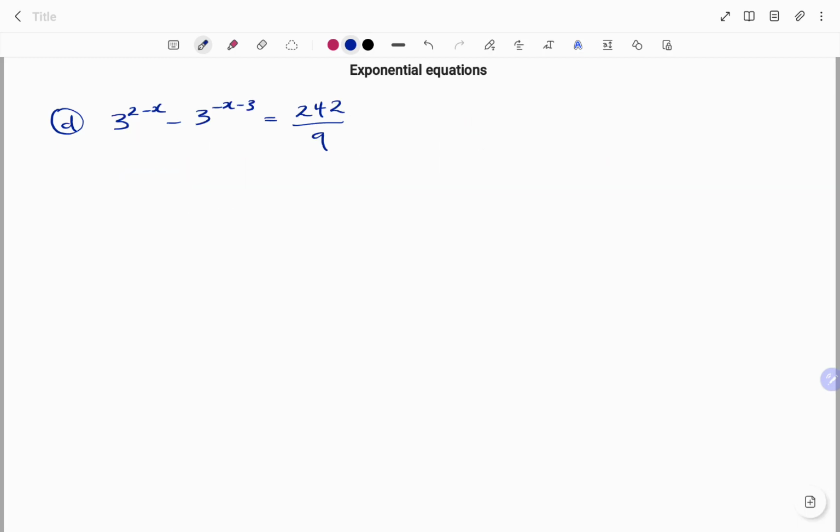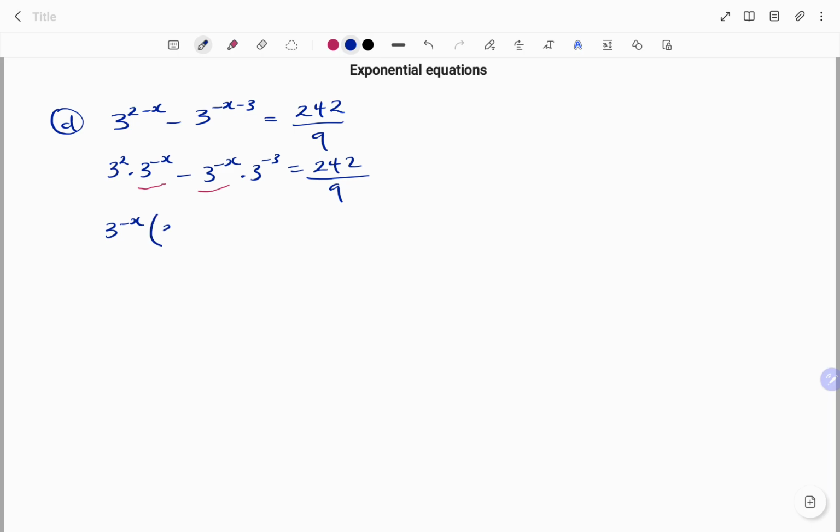In this example, I have 3 to the power of 2 minus x minus 3 to the power of minus x minus 3 equals 242 over 9. I'm going to split up my terms. On my left hand side, I have 3 to the power of 2 times 3 to the power of minus x, minus 3 to the power of minus x times 3 to the power of minus 3, equals 242 over 9. If I check the two terms, 3 to the power of minus x is common, so I'm going to factorize 3 to the power of minus x.